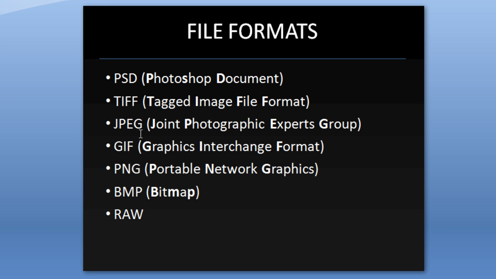It's a lossy compression. You lose some of the quality, but it's great because it saves size. GIF, the smallest file format. It has a palette of 256 colors, saves clip arts usually. And PNG, a replacement for the GIF, supports transparency as well. BMP, just used by Windows, and RAW is uncompressed files.